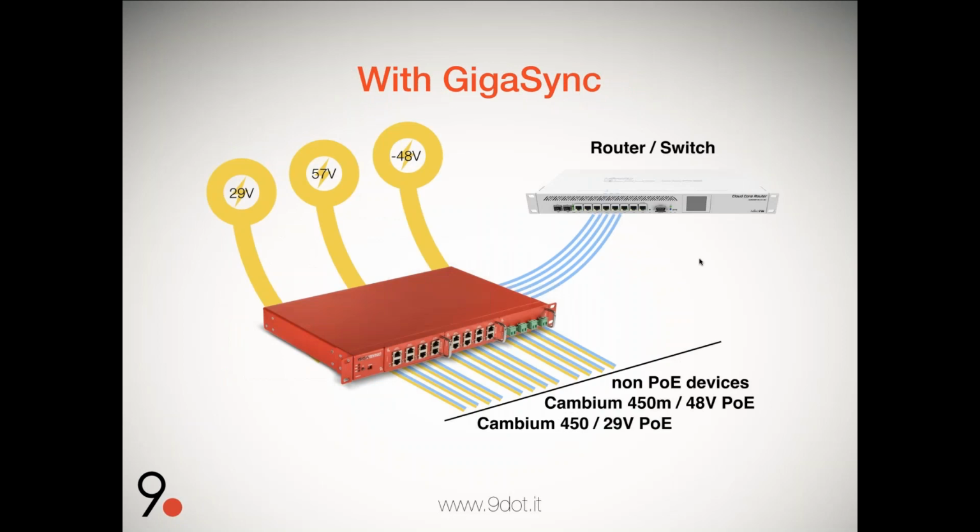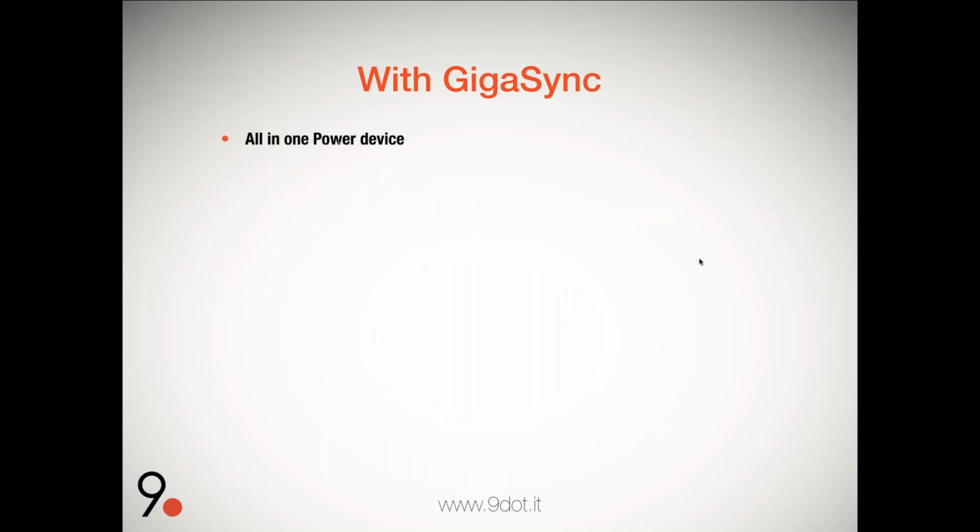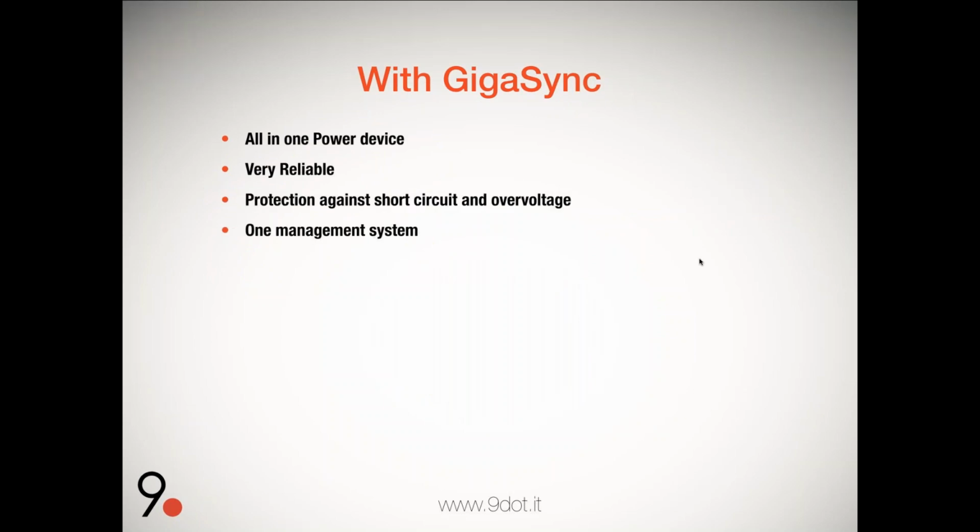Cambium 24 volts PoE devices, Cambium at 50 volts or 48 volts PoE devices, every kind of device, or non-PoE devices with terminal blocks. You can power the router or the switch or a camera or whatever you want, with just one single device. So, an all-in-one power device. It's very reliable.